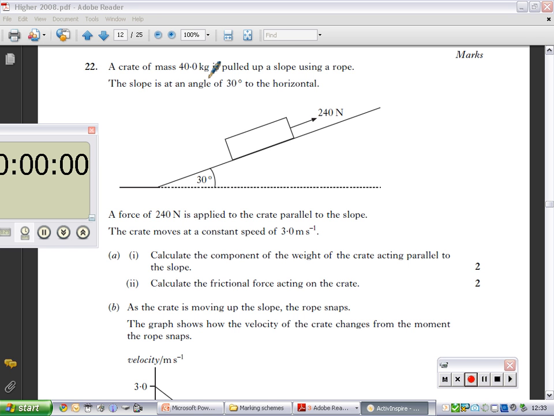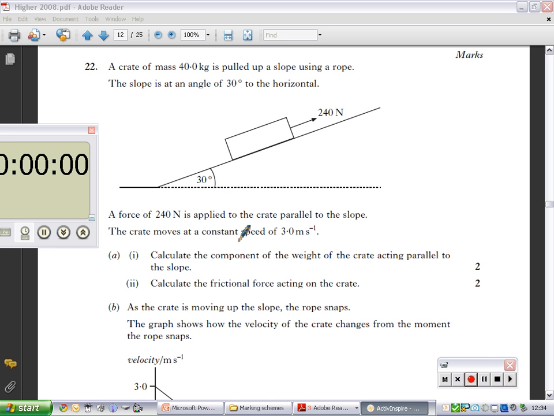This means that if you were to draw your little vector addition, the 30 degrees would be at the bottom. A force of 240 newtons is applied to the crate parallel to the slope, pulling it up the slope, 240. The crate moves at a constant speed of 3 meters per second. Here is the word that's important: constant speed. Calculate the component of the weight of the crate acting parallel to the slope.